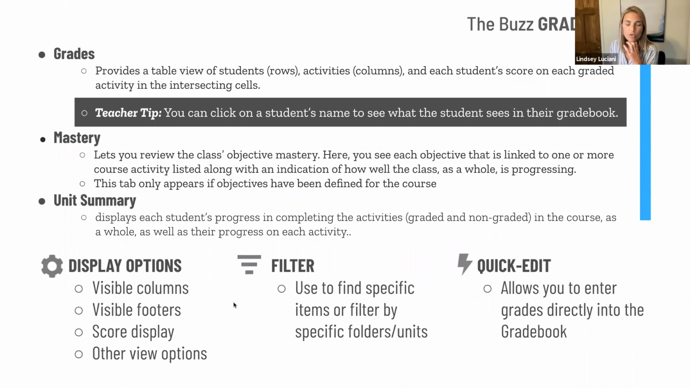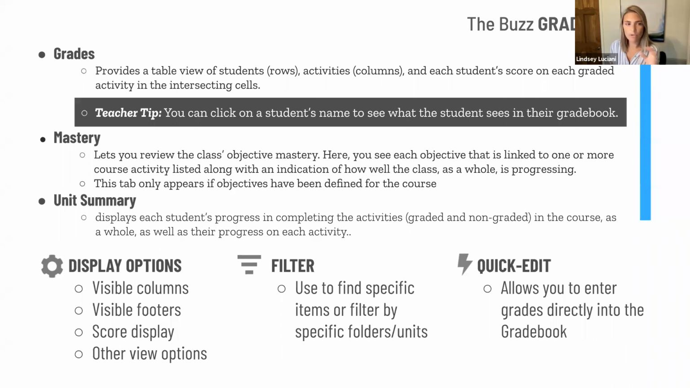So the Gradebook pretty much provides a table view of your grade. You'll have your students in rows and the activities in columns, and it's a table of just how they're doing. But the Gradebook itself includes 4 different tabs. There's the Gradebook that you see right when you click in, which is the default. But there's also sometimes a Mastery tab that lets you review the class's objective mastery. These only appear if objectives have been defined for the course by that specific vendor.